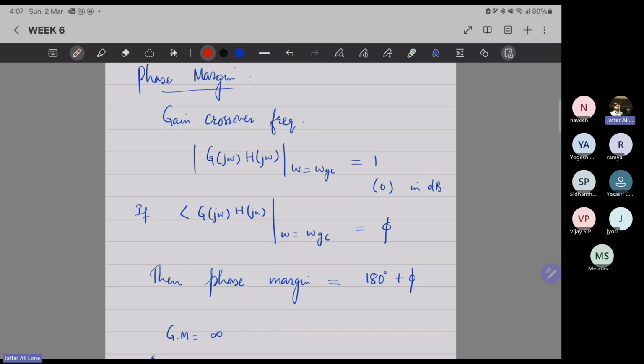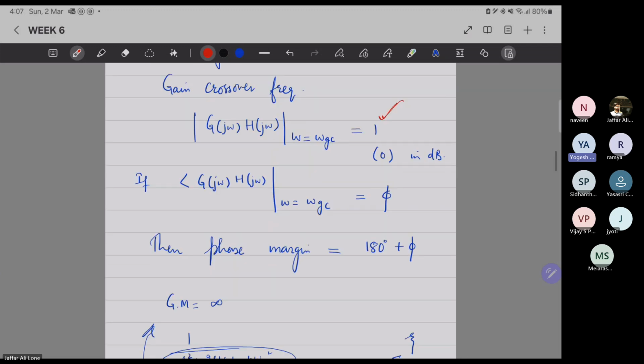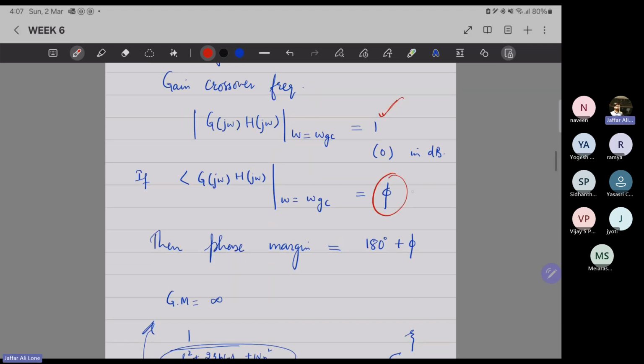And what is gain crossover frequency? It is the value of frequency when the magnitude is unity. So when my magnitude is unity, the angle given is minus 190. So that is at my gain crossover frequency. So the phase margin will be negative. Hence the system will be unstable.